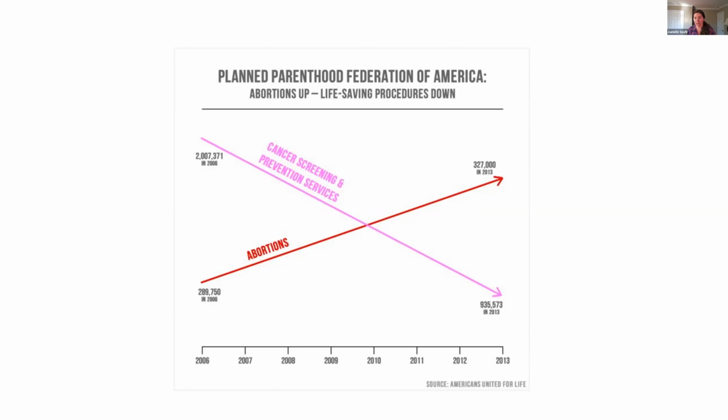Right, our next chart is an argument that Planned Parenthood service balances are changing: that since 2006, abortions are up and preventative services are down. This is a chart that was used in a congressional hearing by an advocacy organization. So I'd like everyone to take a few minutes and figure out what might be potentially misleading here.